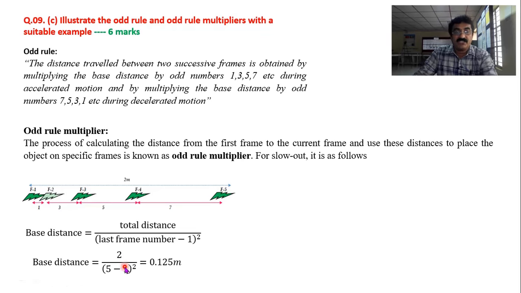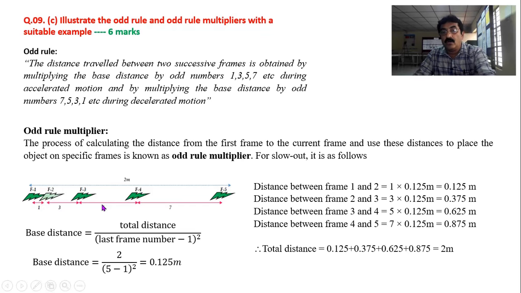To find the base distance, there is a formula. You have to remember this formula. It is total distance divided by last frame minus 1 whole square. Here total distance is 2, last frame is 5, minus 1, whole square. So 2 by (5 minus 1) which is 4 squared, that is 16. 2 by 16 is 0.125. That is the gap between F1 and F2.